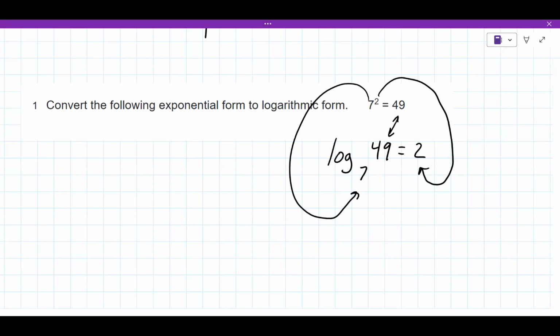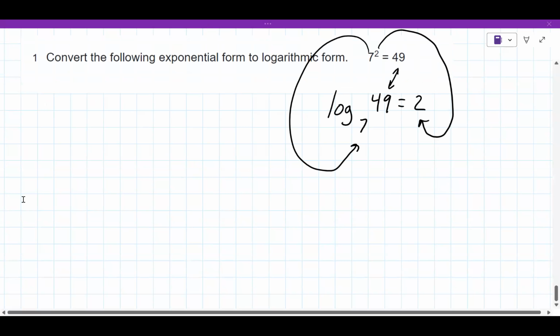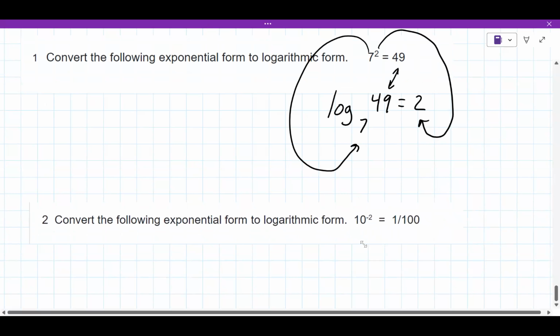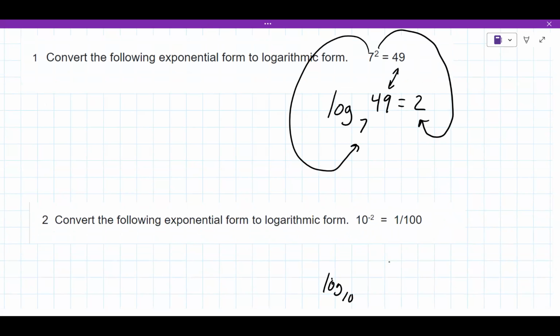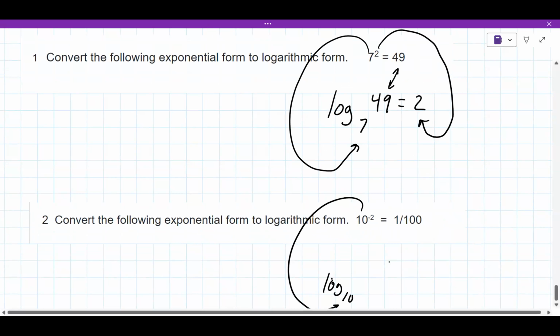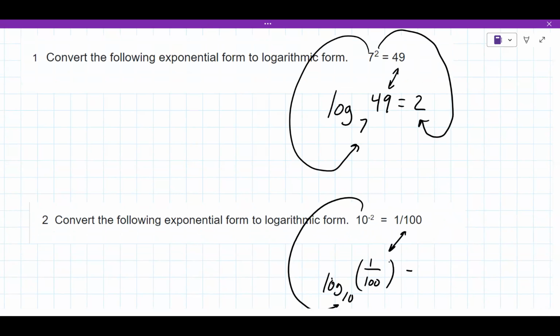And then the next problem is really similar. You just have to follow the same mapping of where the numbers go. So usually you get a couple of these, then you got it down. So if we just use the same mapping, the 10 becomes the base of the logarithm. The other number, 1 over 100, is the thing you're taking the logarithm of, and then it equals the other exponent.